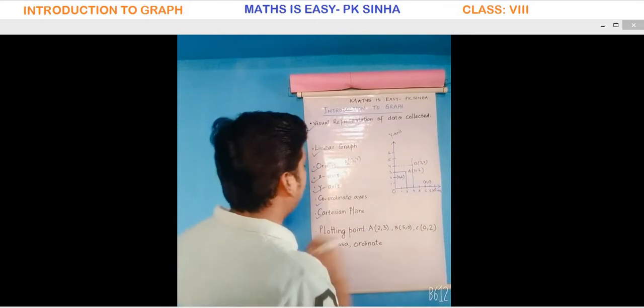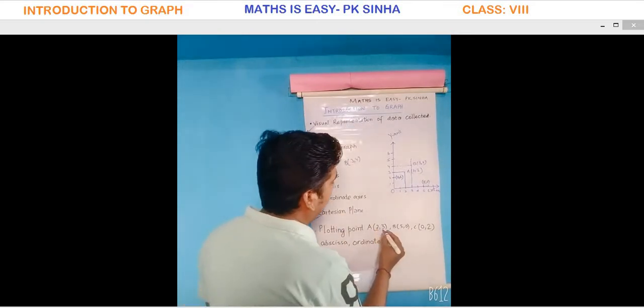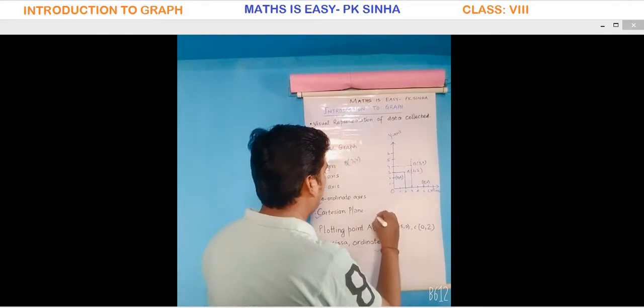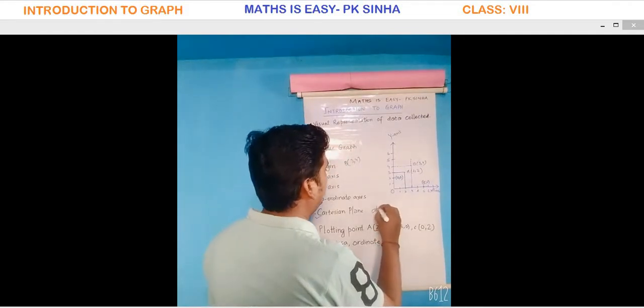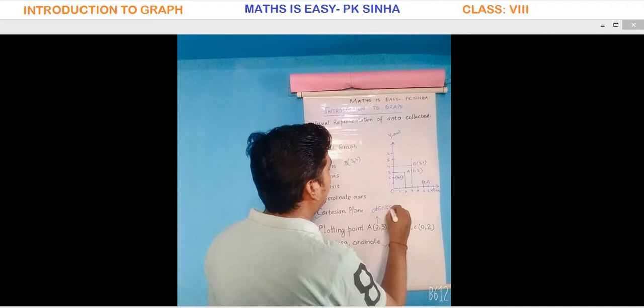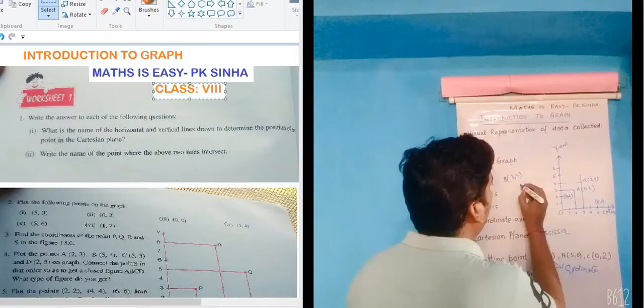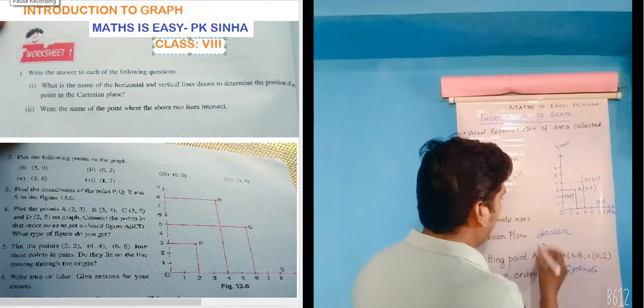Now we have to understand that there are two terms written all together. First for the x-axis and second for the y-axis. The first point is known as abscissa. We are telling A(2, 3).